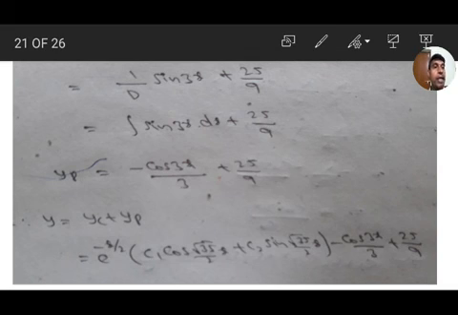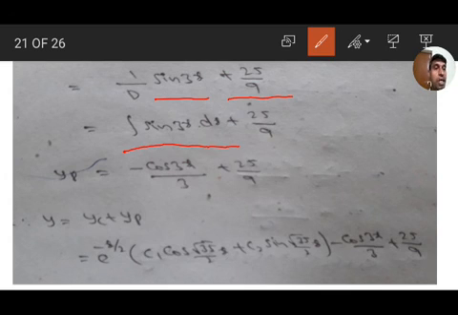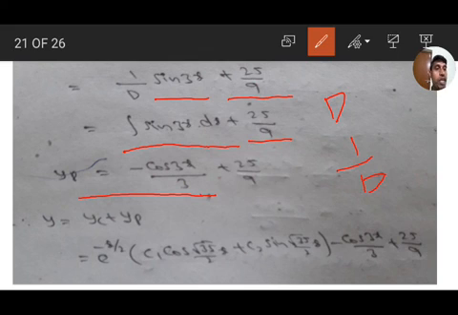That is 1 by D sin 3x plus 25 by 9. Therefore, 1 by D sin 3x means integration of sin 3x dx, that is 25 by 9. D means derivative, 1 by D means its inverse or reciprocal of D. Therefore, the derivative's inverse is integration. So the integration of sin 3x, yp equals minus cos 3x by 3 plus 25 by 9. Therefore, it is the particular integral.